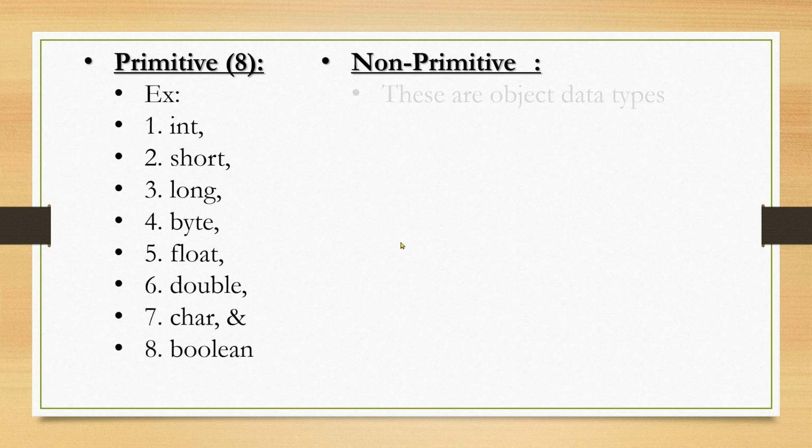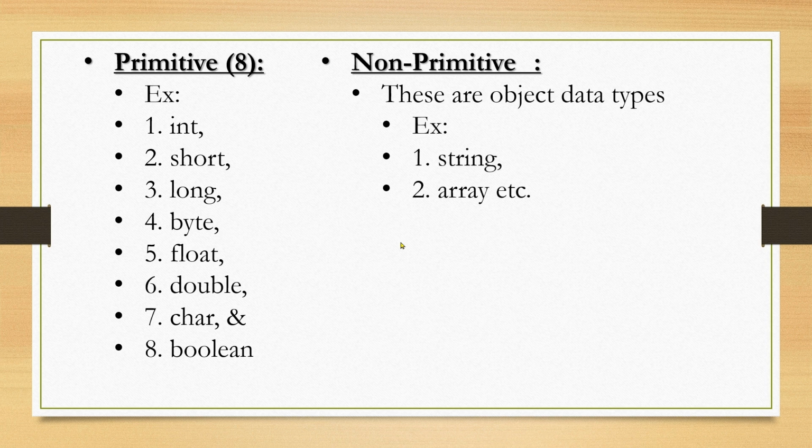Non-primitive data types. These are object data types. Example: string, array, etc. And also other non-primitive data types are there, for example, class, object, interface. But in this video, we will discuss string and array.